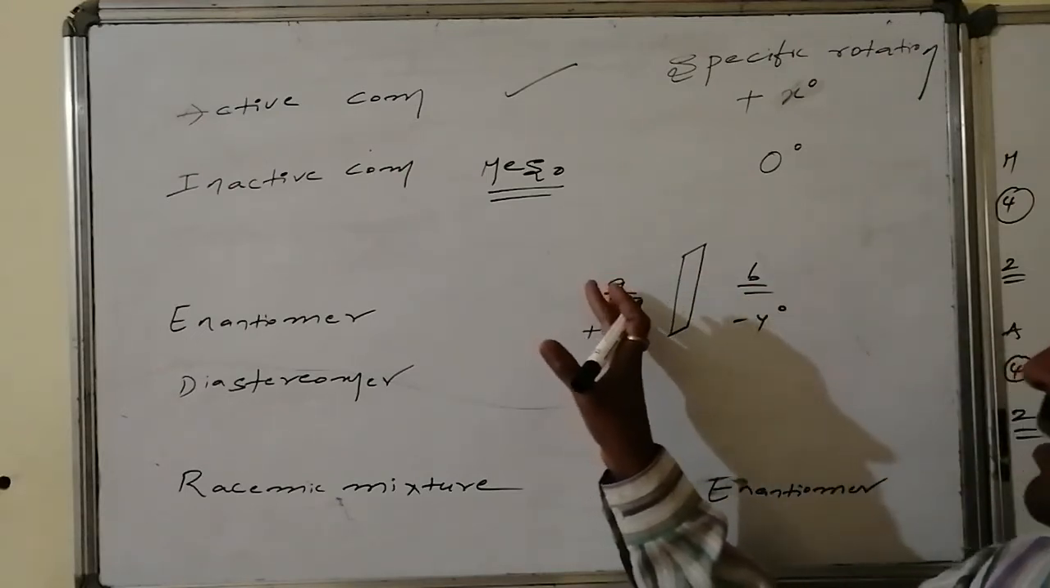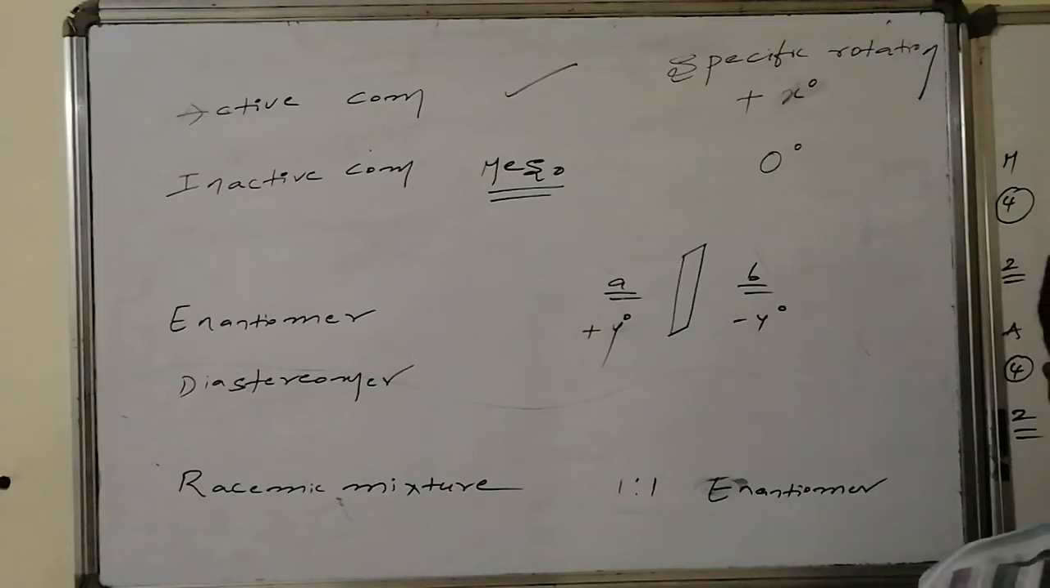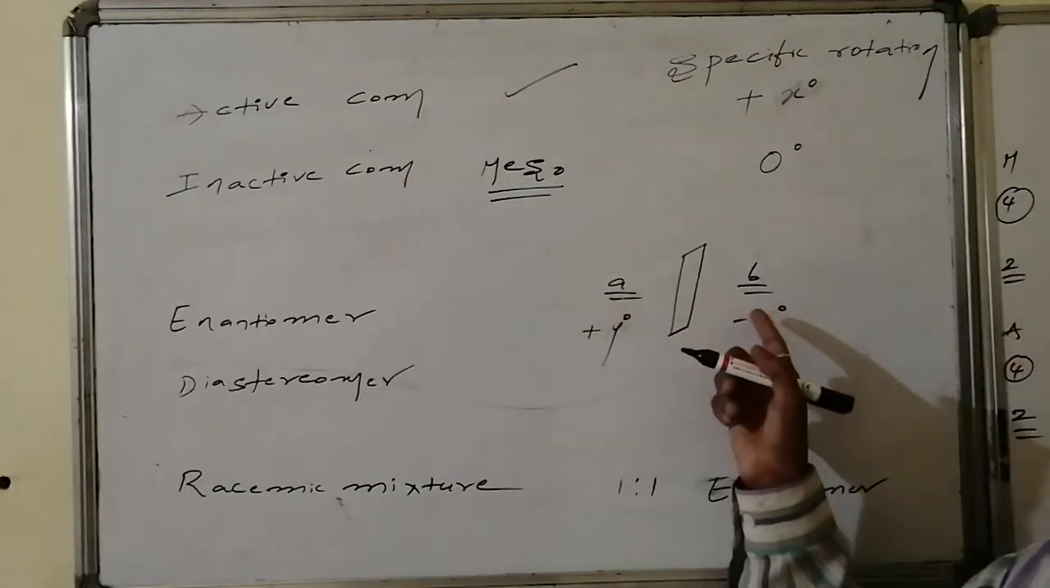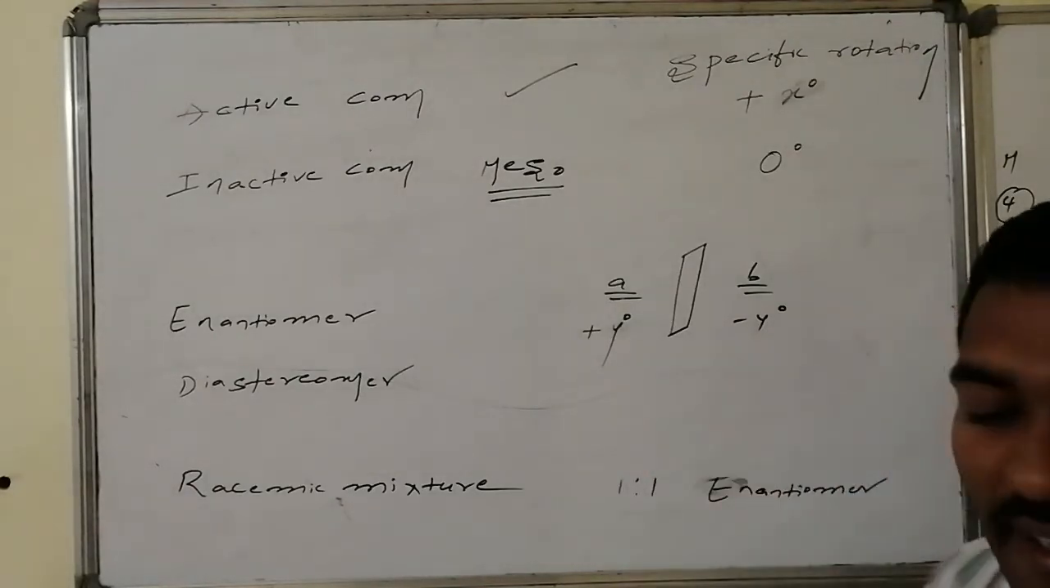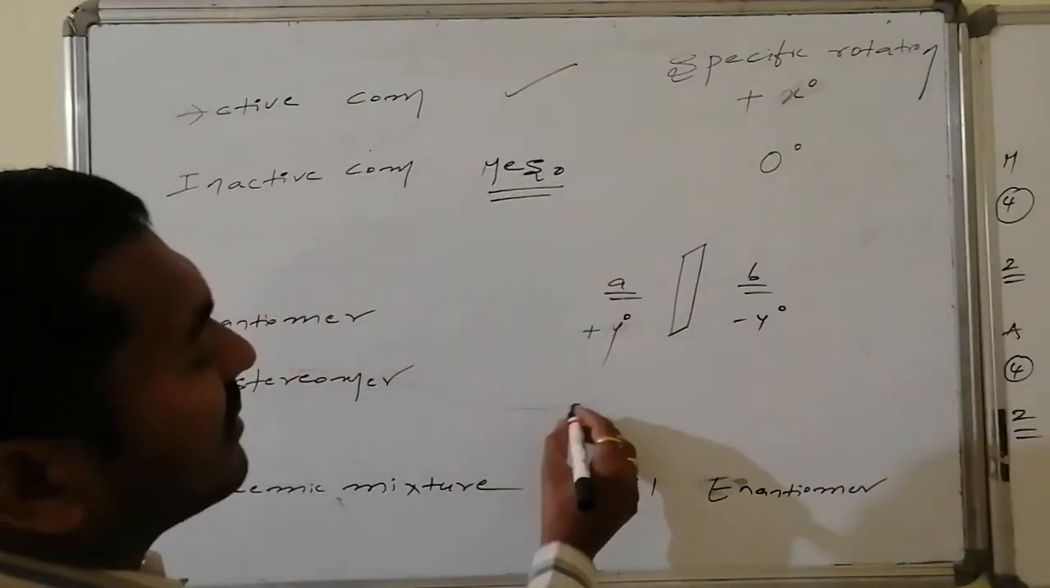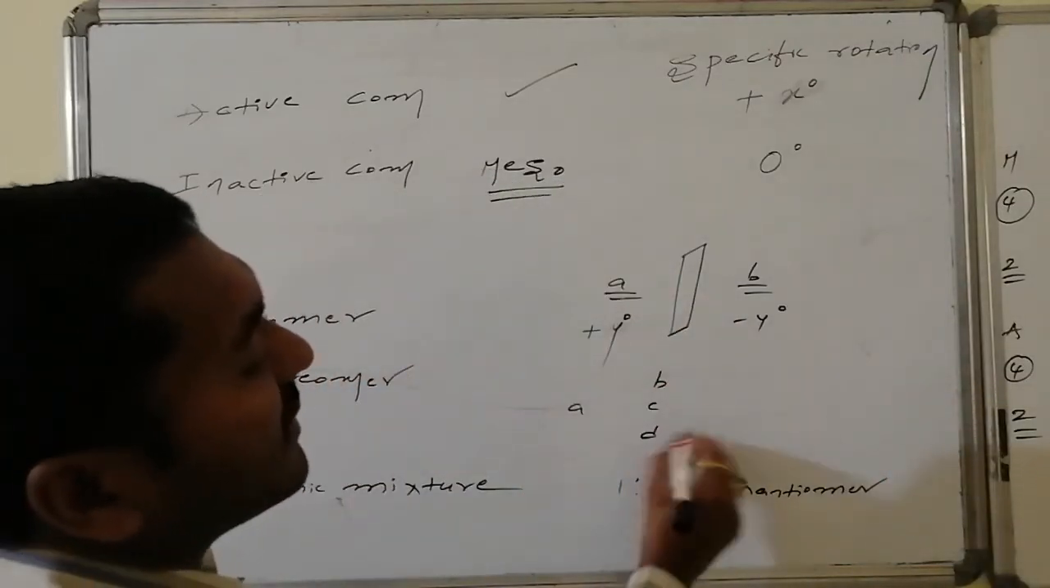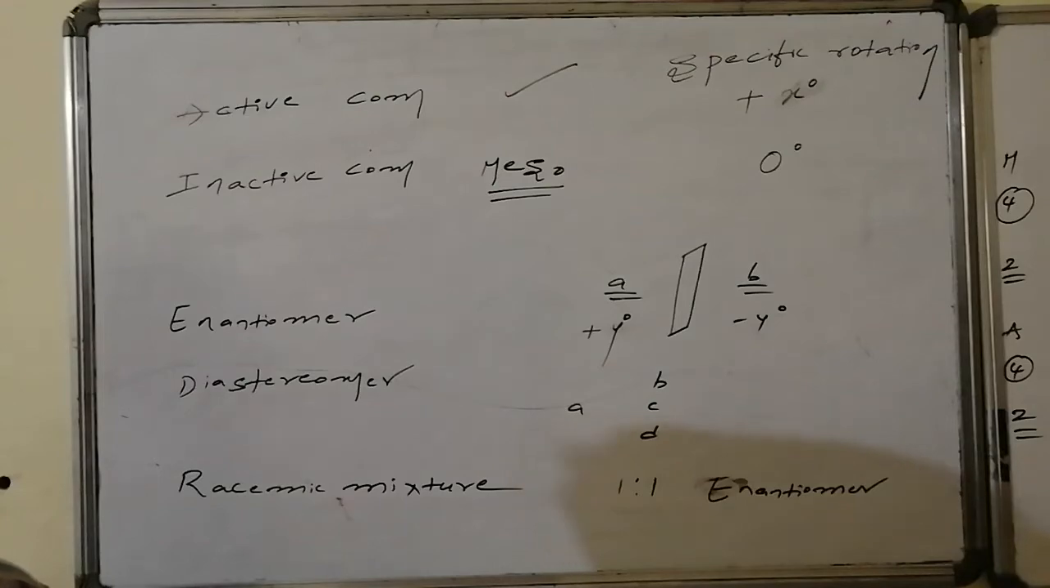For one particular compound, only one mirror image is there. There are not more than one mirror images. So for one compound, one enantiomer is there. Whereas, if I take a compound consisting of more than one chiral carbon, it has many stereoisomers. If I take one stereoisomer here, A, then B, C, D are the other stereoisomers.